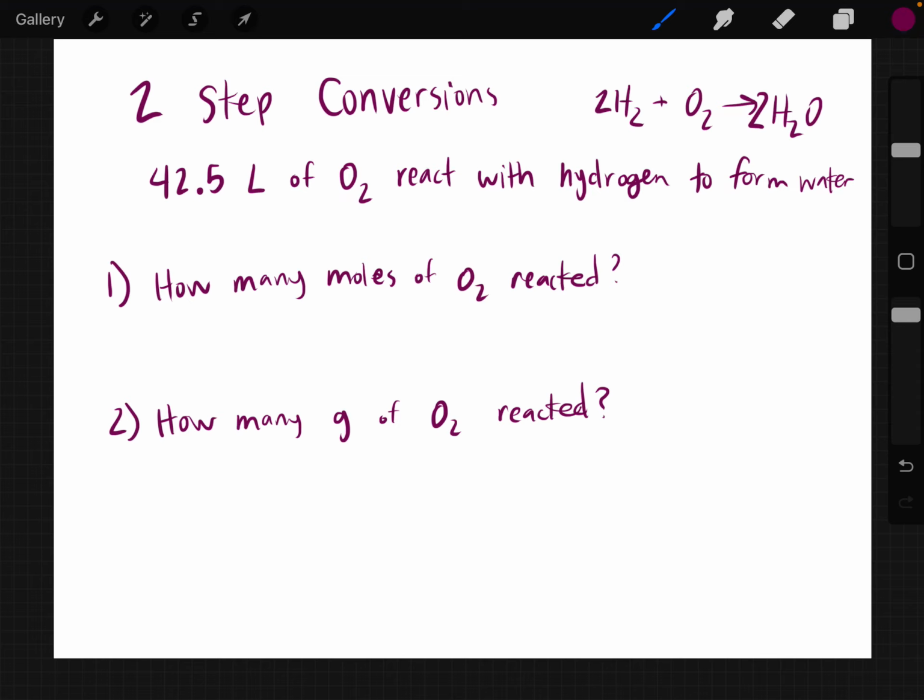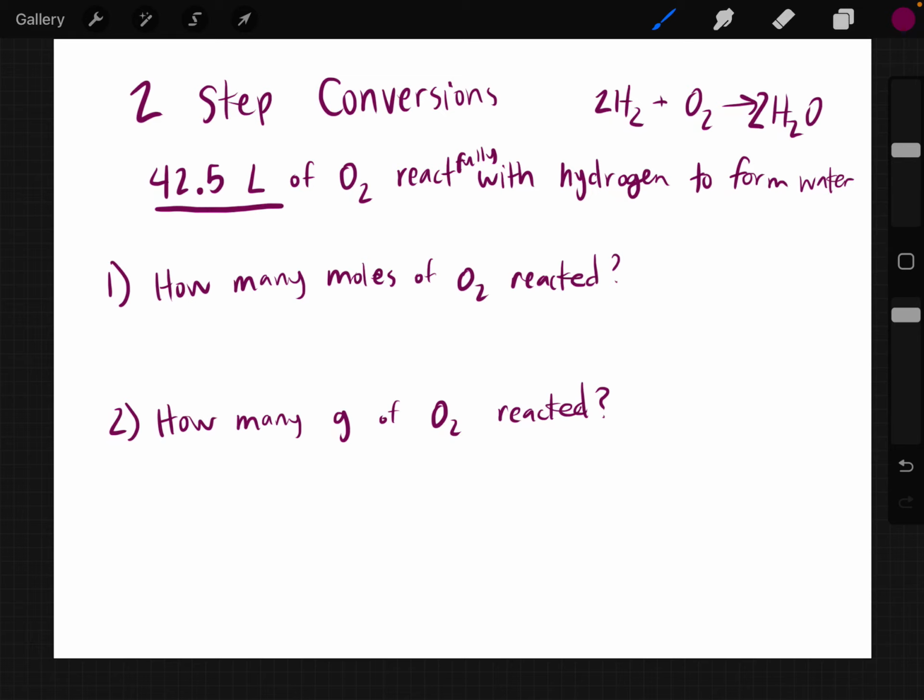It says 42.5 liters of oxygen react fully with hydrogen to form water. So that gives me a little bit of information. It actually gives me a given here. Anytime you see a number with a unit, you should probably underline it to remind yourself that you were given a given. Okay? And then you're going to be given a series of questions regarding that word problem.